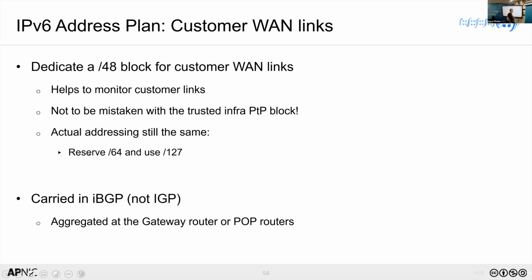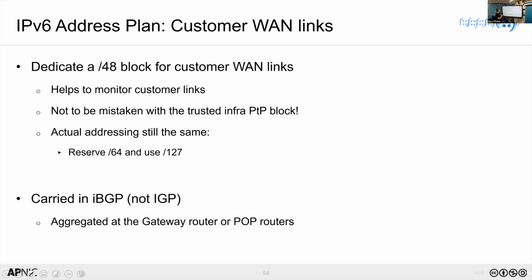Do not confuse this with your infrastructure point-to-points. We still do the same addressing. So we reserve a /64, but we use the /127. I have seen some networks will do a /64 per border, and they'll allocate /127s out of that single /64. All you're doing at that point is creating yourself a headache in terms of trying to keep track of everything. Your IPAM software, your IP address management software, is going to be getting a workout.